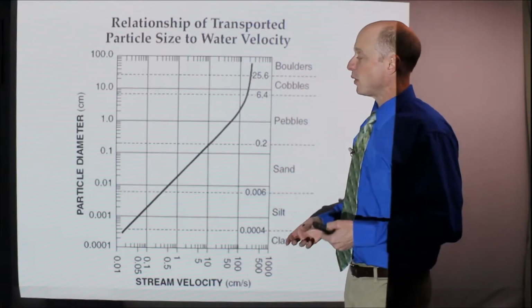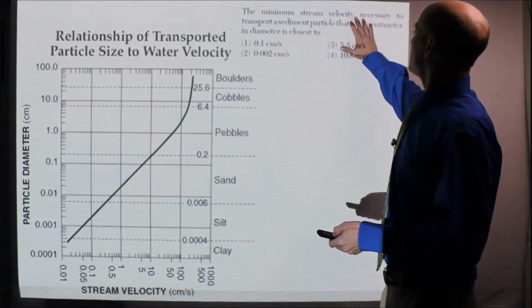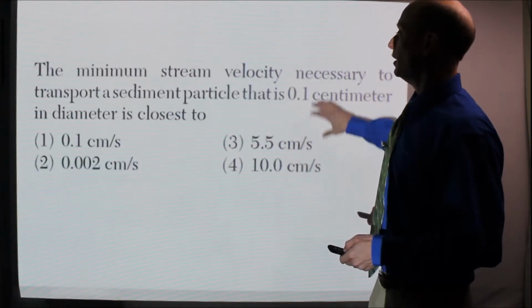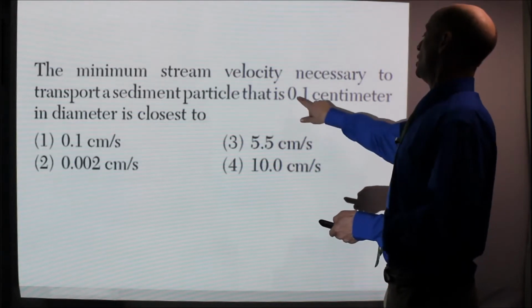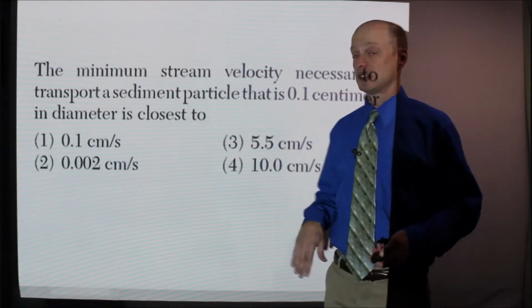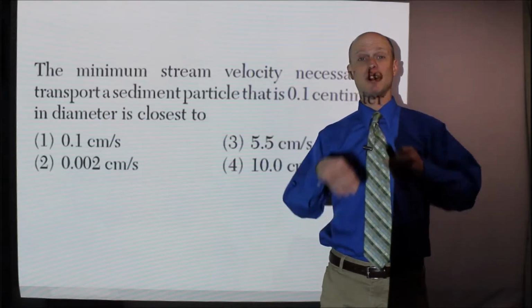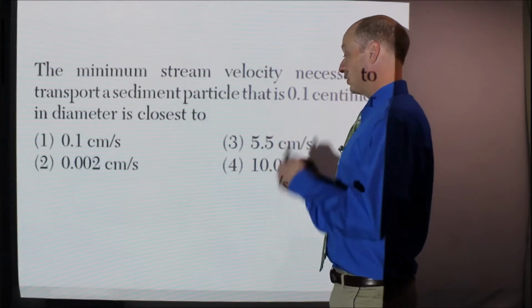So here's the type of question you may get with this. Hopefully you can read this. I'm not sure if you can here. I'm going to make it bigger. The minimum stream velocity necessary to transport a sediment particle that is 0.1 centimeter in diameter is closest to. These are your choices. So you have to know to go to the reference table. You're not going to know this out of your head. If you don't use the reference table, it is a random guess. We don't want to do that.